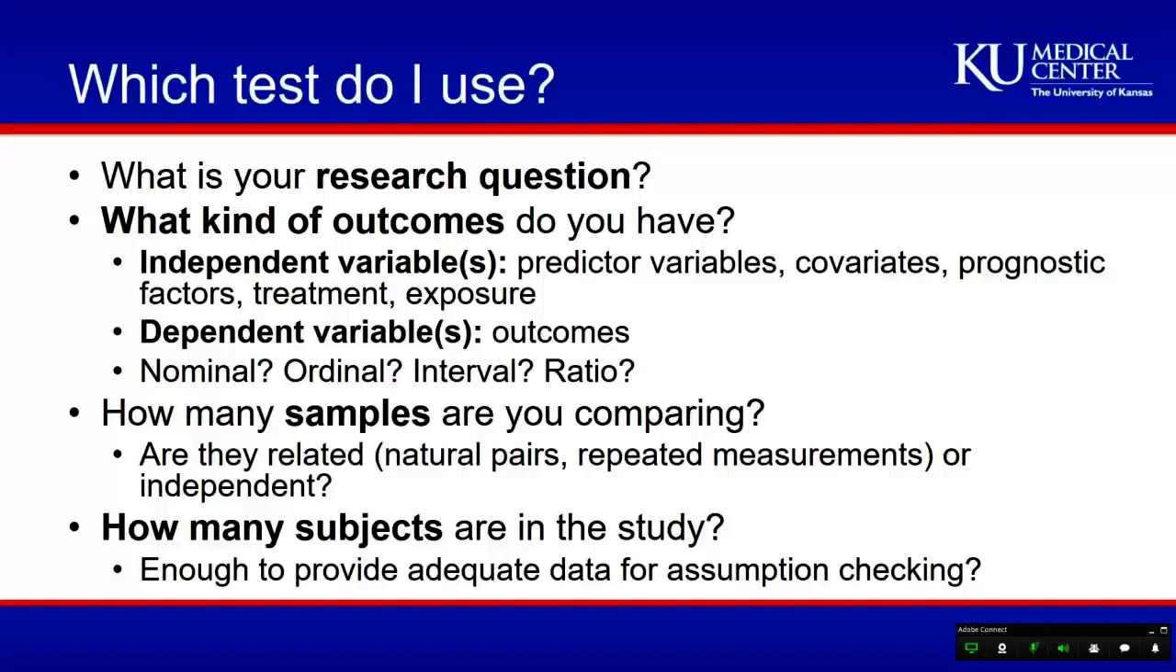So the methods I'm going to talk about today are independent samples. When you get into repeated measurements and dependent samples, there are some simple methods, but for the most part, that becomes a little bit more complicated. And then finally, how big is your study? How many subjects were you able to recruit? How many subjects were you able to actually record outcomes on?